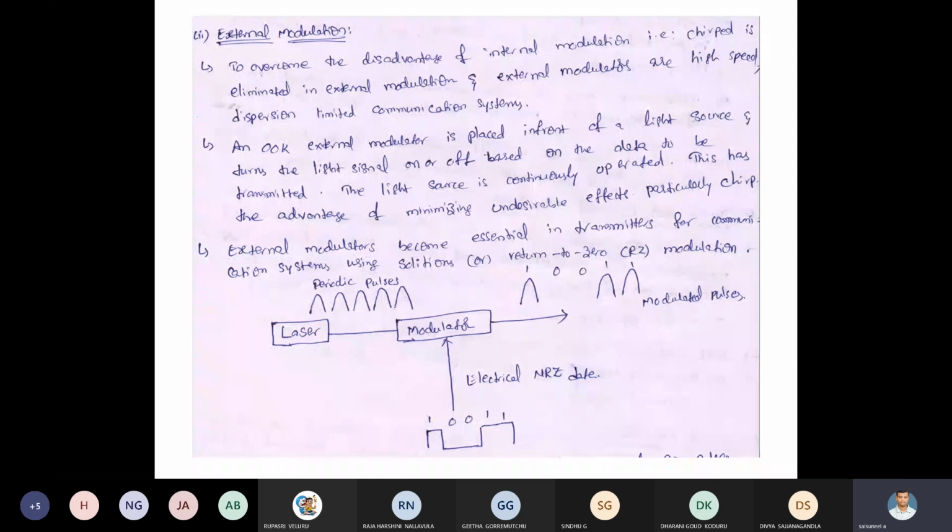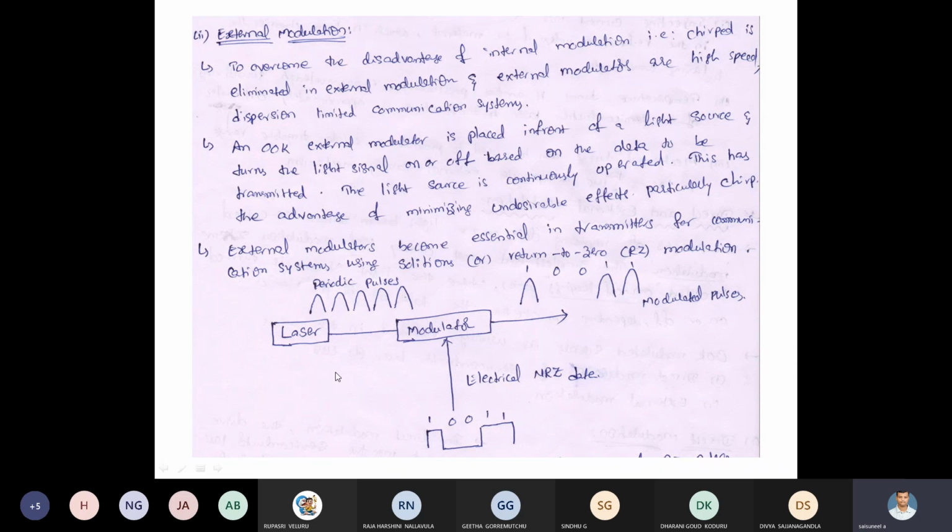External modulation. Here in this external modulation, we have to overcome the chirped method. Here in this external modulator, see this one. This is the modulator. This is the original data, that is the message signal. This is for the carrier signal. The carrier signal is a laser. That is, periodic pulses we are getting. Continuously the light is on, continuously transmitted. Here we are getting external modulation.